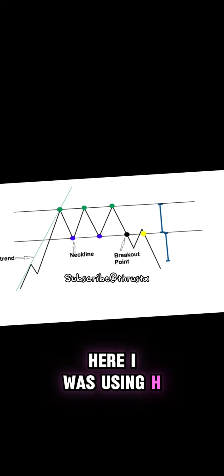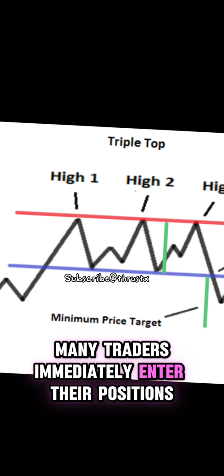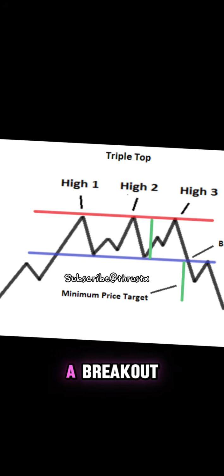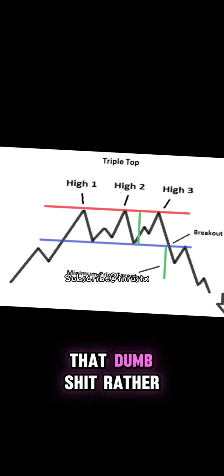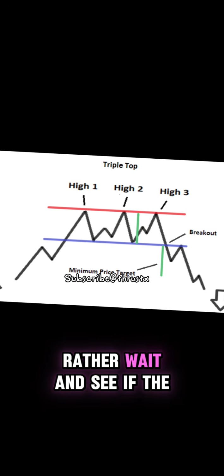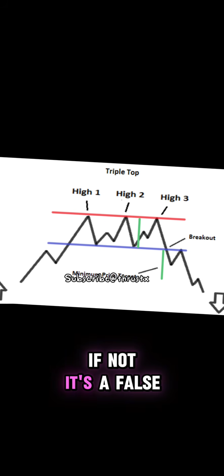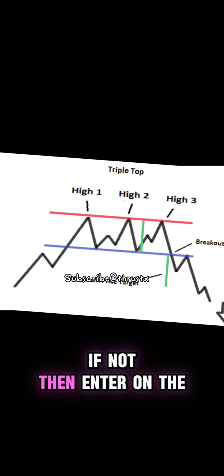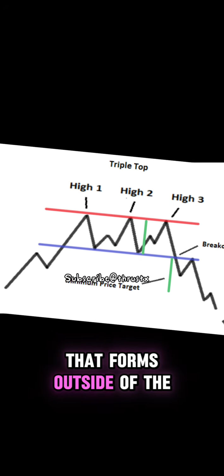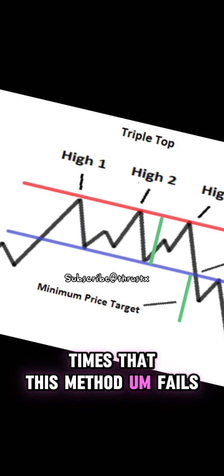Here I was using H4, but on a smaller time frame there was a breakout. Many traders immediately enter their positions as soon as they see a breakout, but I kid you not, don't do that. Rather wait and see if the candlestick closes outside of the trend line. If not, it's a false breakout and you continue moving within the trend. If so, then enter on the next candle that forms outside of the trend line. But of course, there are times that this method fails.